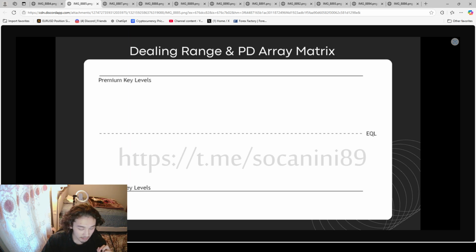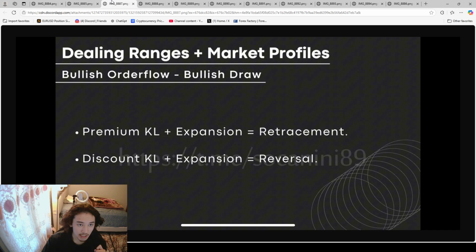And you can see it talks about key levels. Let's go to the next chapter.